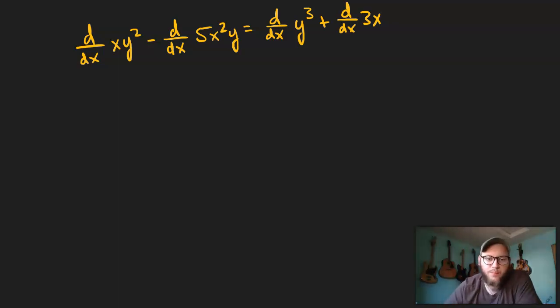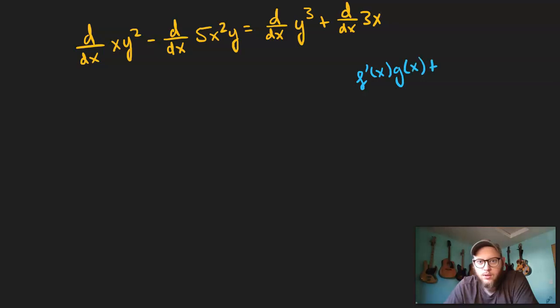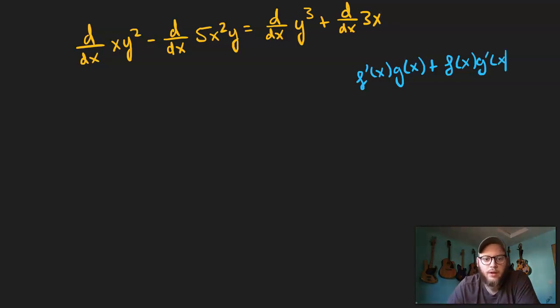So what's our product rule? Well, let's go down here and let's look at the product rule briefly. So the product rule is going to be f prime of x, g of x plus f of x, g prime of x.